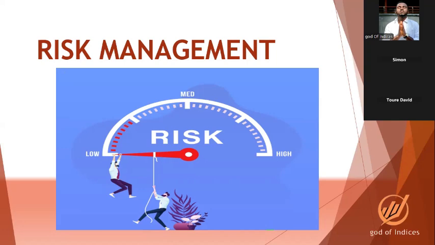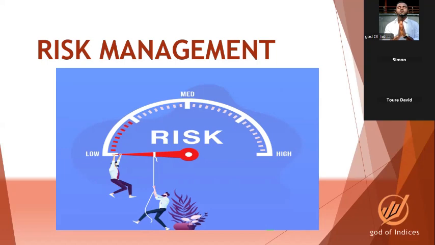That's why I made sure we covered the psychology, so that you know the things to look out for and the things to prepare with before you get to the strategy. So today we're looking at risk management. What is risk management?